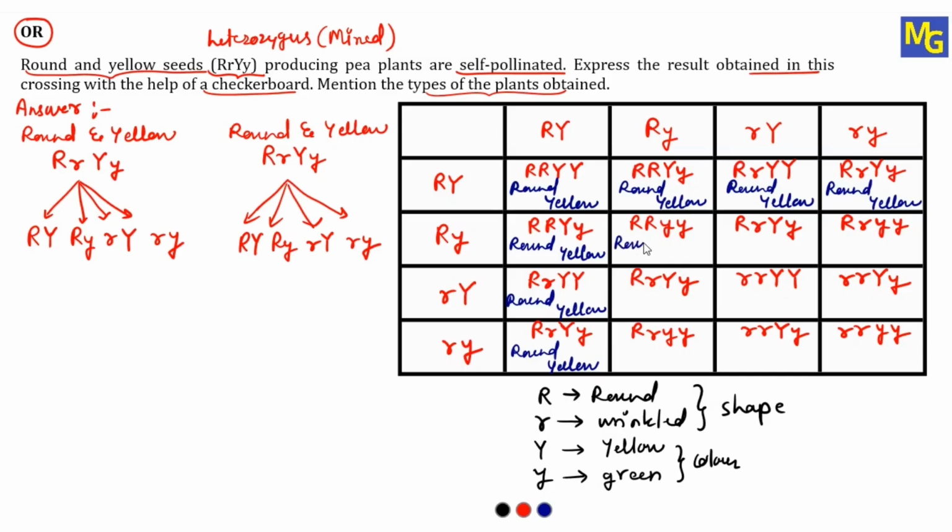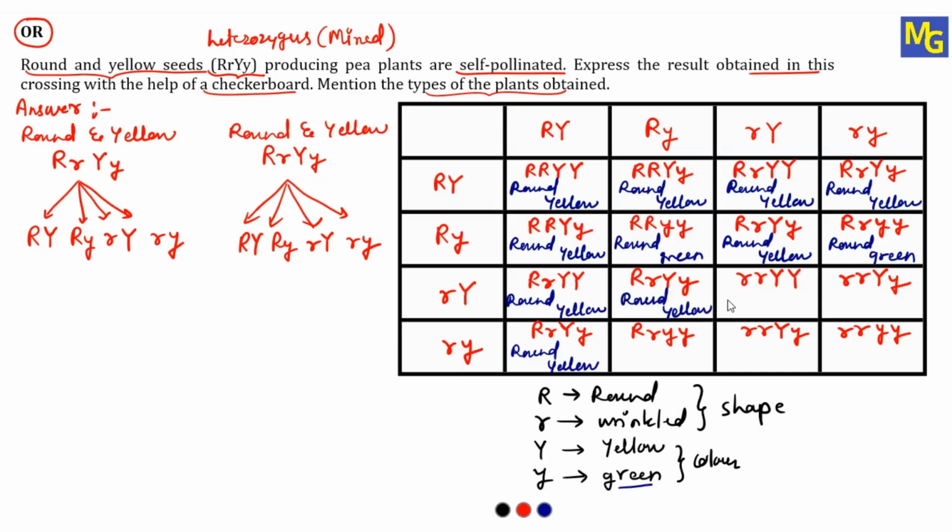Now come to the next. Capital R is there, so it is round, but there is no capital Y. Small y. Small y means what? It is green. So I'll write it here, green. Next is again round yellow. Next is round, but it is green. It is not yellow, it should be green. Now the next is again round yellow. You have to be very careful.